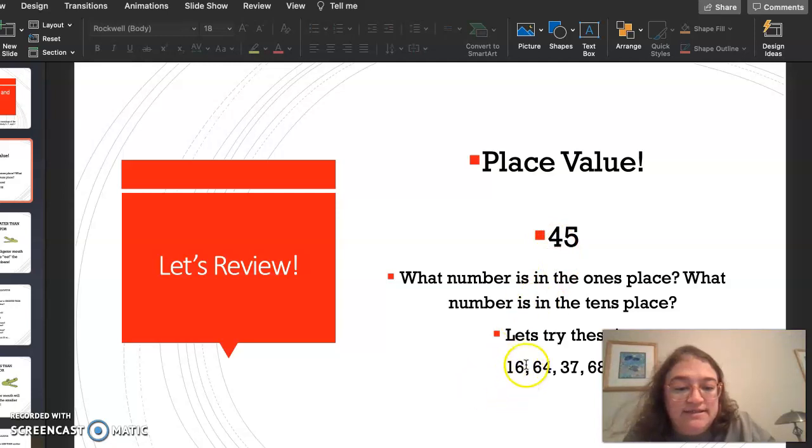Let's try 16. How many ones? 6. How many tens? 1. Okay, 64. How many ones? We have 4. And how many tens? We have 6. 37. How many ones? We have 7. And how many tens? We have 3. 68. How many ones? We have 8 ones. And how many tens? We have 6 tens.